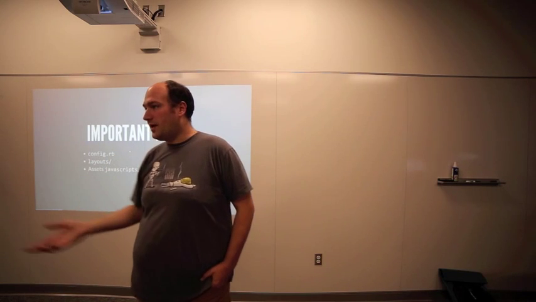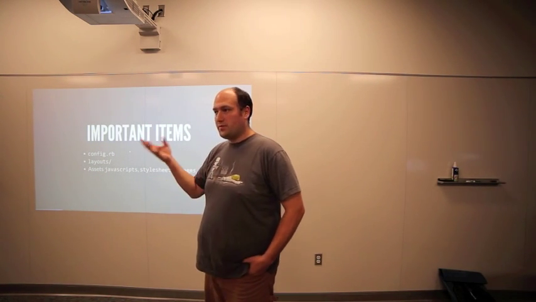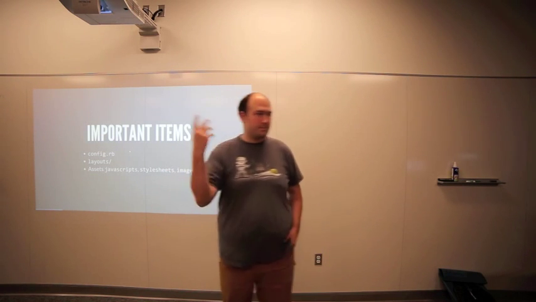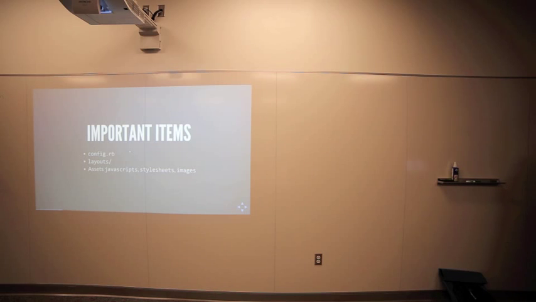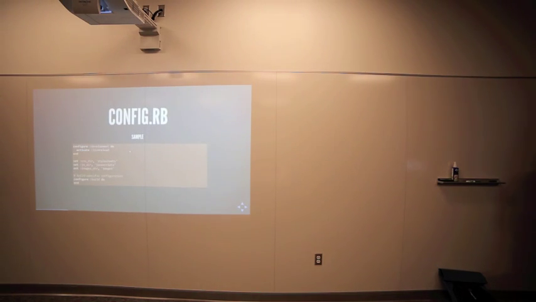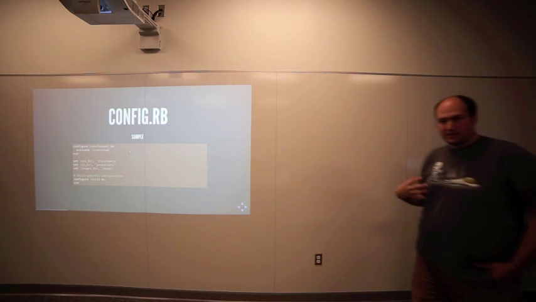So when you do some middleman command, it goes and seeks out the config.rb, reads whatever configuration is in there, and then completes the action. We call that bootstrapping. All right, so config.rb, this is how my basic config.rb looks.